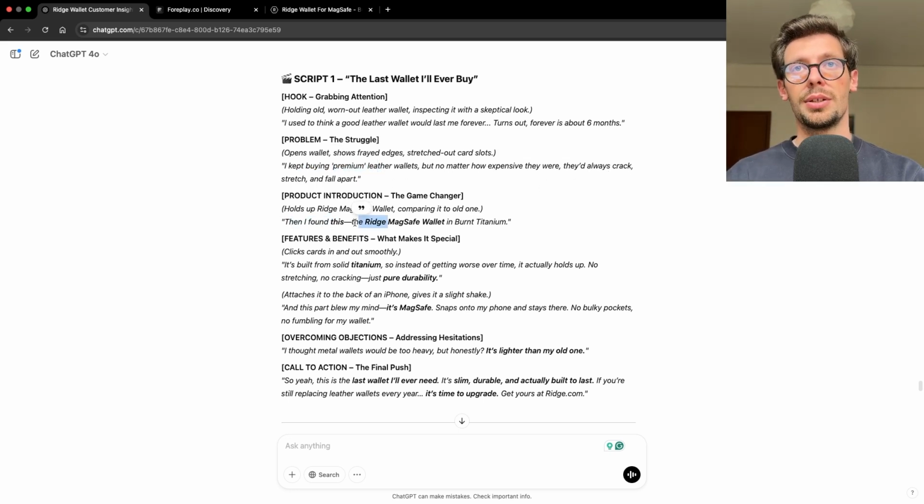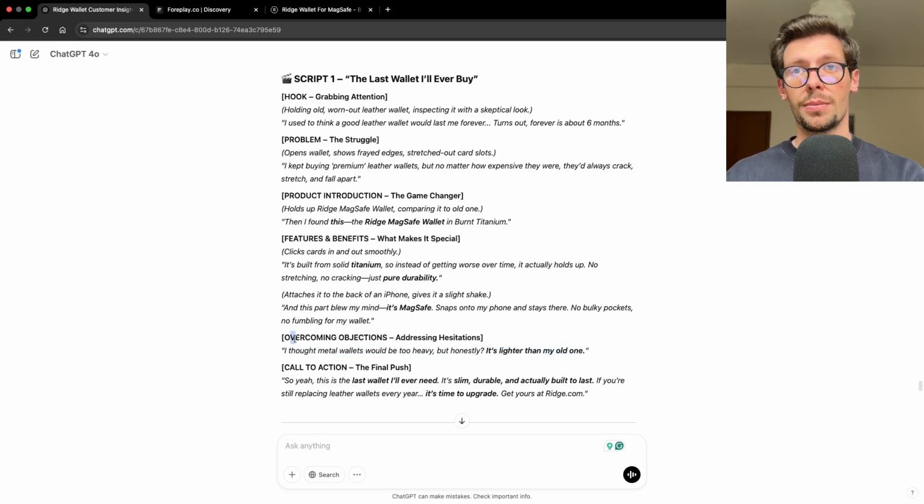Then I found this, the Rich MagSafe wallet in burnt titanium. It's built from solid titanium, so instead of getting worse over time, it actually holds up. No stretching, no cracking, just pure durability. And this part blew my mind. It's MagSafe, snaps onto my phone and stays there. No bulky pockets, no fumbling for my wallet. I thought metal wallets would be too heavy, but honestly, it's lighter than my old one.